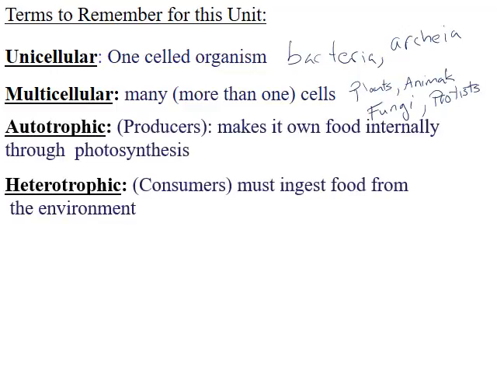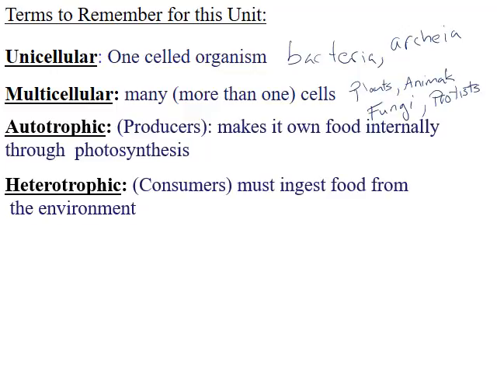The next two terms should hopefully be very familiar by this point: autotrophic and heterotrophic. Autotrophs, otherwise known as producers, make their own food internally, usually through photosynthesis, but sometimes also through chemosynthesis, but most of the time it's photosynthesis. So if it's an autotroph, usually it appears green, like plants do. Not always, though. Heterotrophs are the consumers, those that must ingest their own food.